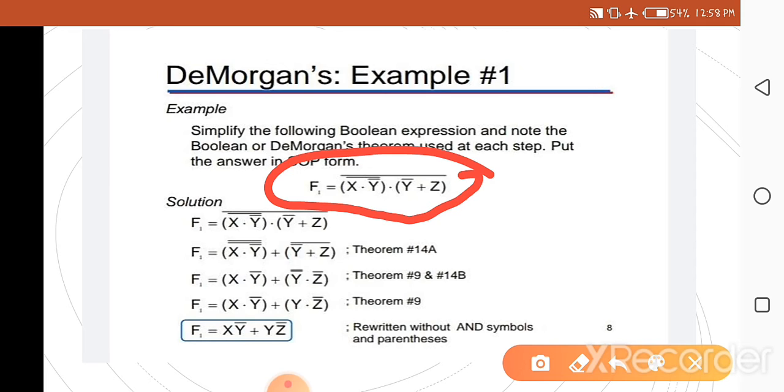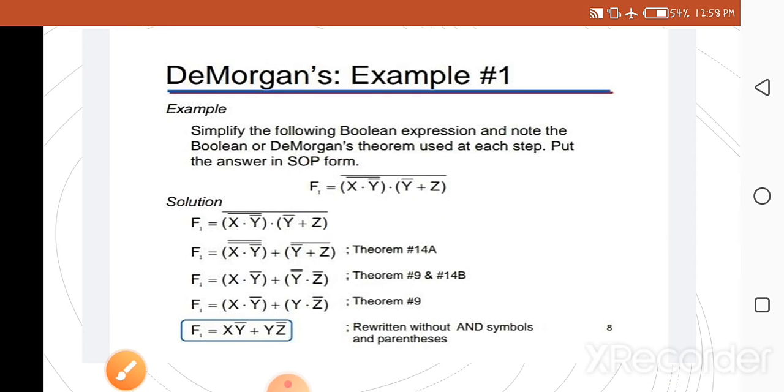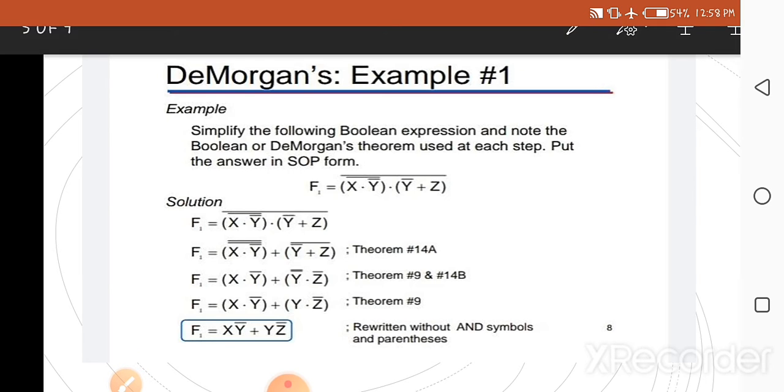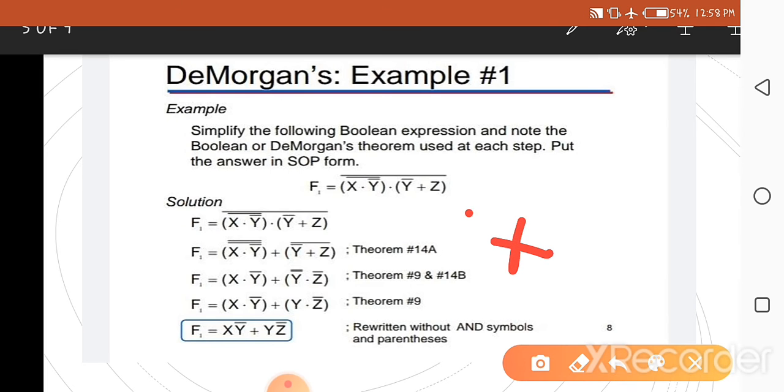So apply the theorem. First of all, break the line and change the sign. After breaking the line, the dot operator is converted into the plus operator. Next, the double bar cancels out, because x double bar is always equal to x. So here the double bar cancels out.